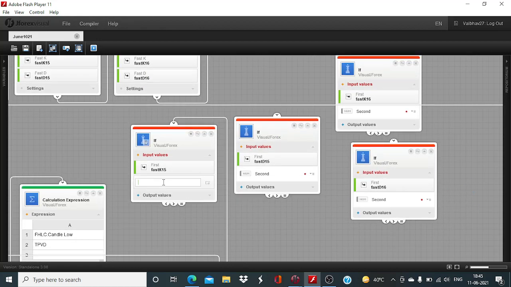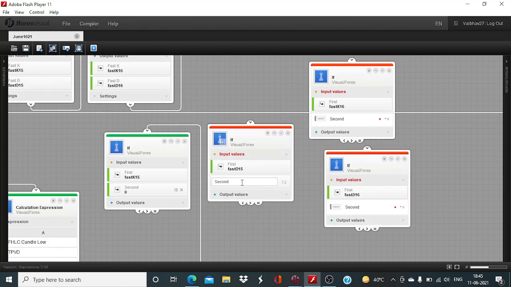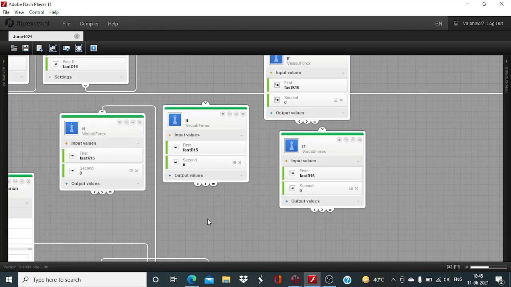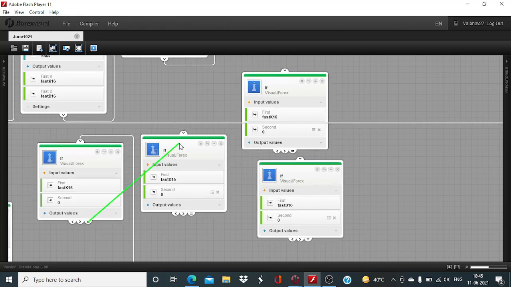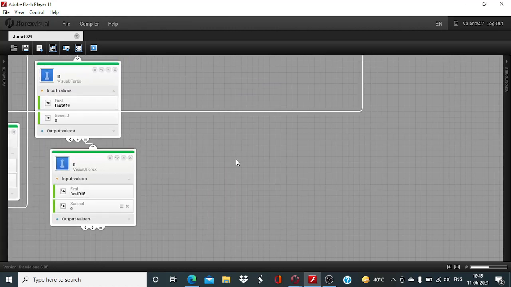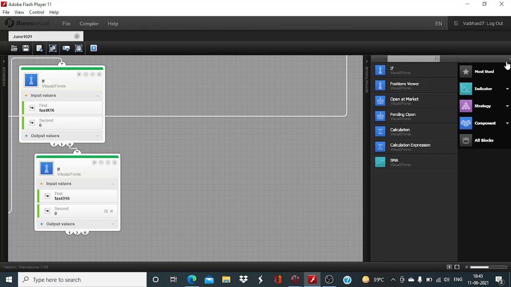Okay, and the second variable is going to be the same, 0. First input equals second input. Same condition for all these 4 blocks. And after that, we will consider the price action.